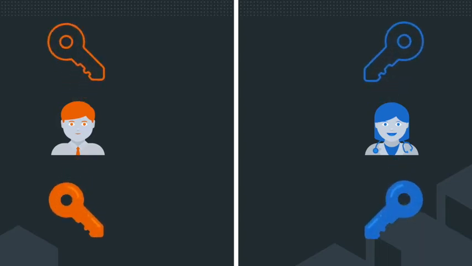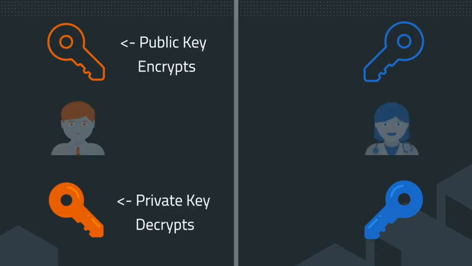So in this case, we have Bob, the patient, and Alice, the doctor. The first thing they need to do in order to have a back-and-forth conversation that is end-to-end encrypted is to generate public and private key pairs. A public key is what you use to encrypt data for someone, and a private key is what you use to decrypt data that was encrypted with your public key.